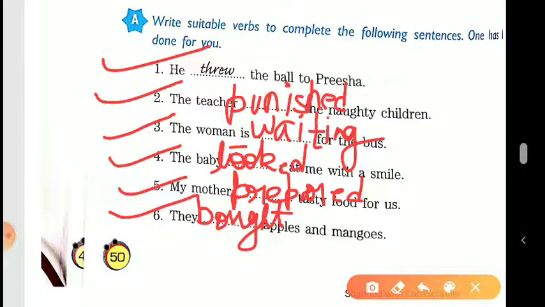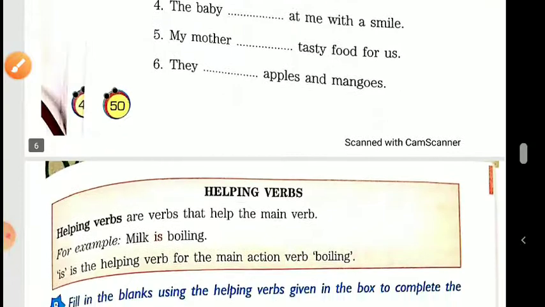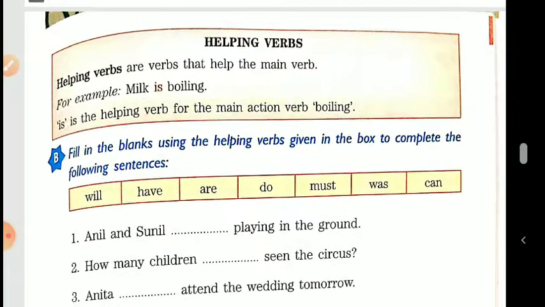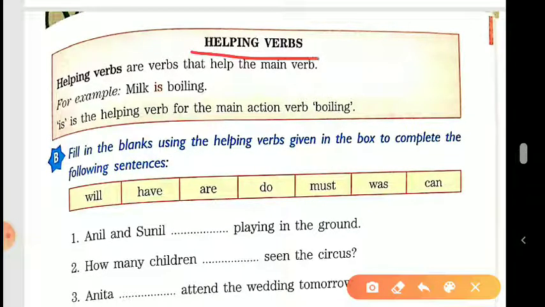Now, students, our next exercise is based on helping verbs. Our next exercise is helping verbs. Now, what are helping verbs? Helping verbs are verbs that help the main verb. Beta, as the name says, helping verb helps the main verb.